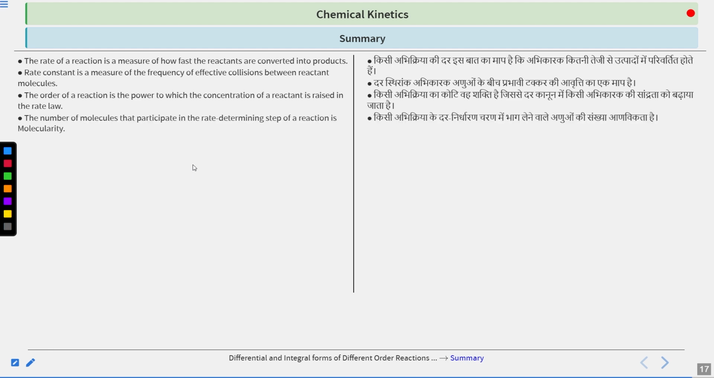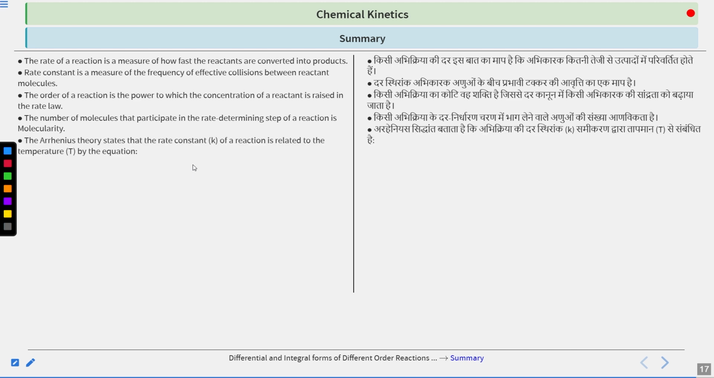Now the number of molecules that participate in the rate determining step is the molecularity. We know it, right? For a complex reaction, we take the elementary reaction, and that is the RD step, and that is the required way to calculate the molecularity. The number of molecules that participate in the rate determining step is called molecularity.